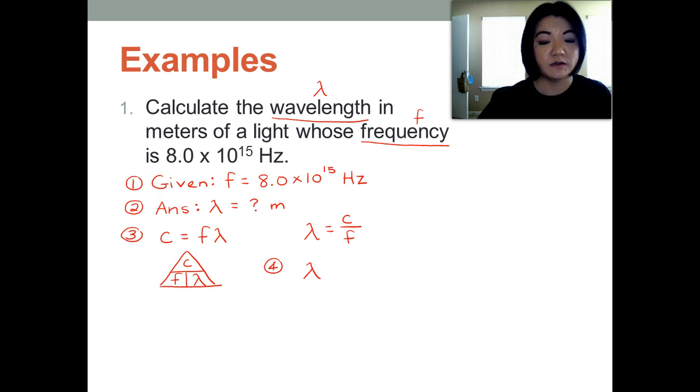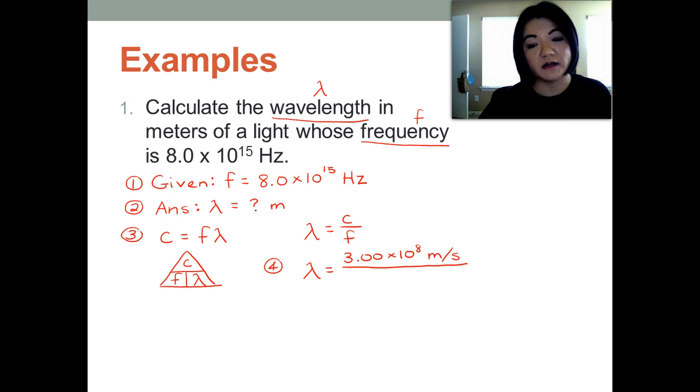So lambda equals c over f. Remember, c is 3.00 times 10 to the 8th power meters per second. That's a constant, and you can look it up on the formula chart. And the f is given, so it's 8.0 times 10 to the 15th power hertz.